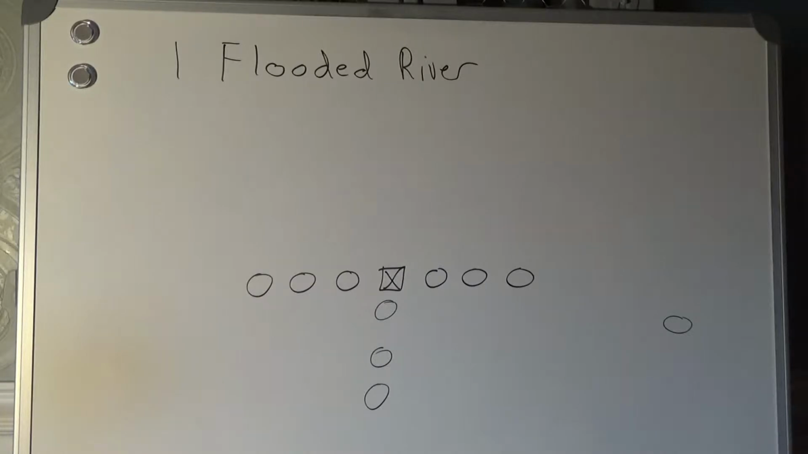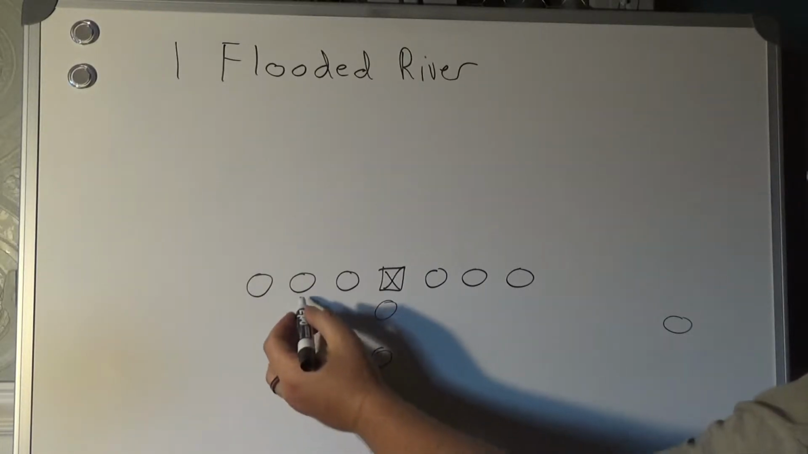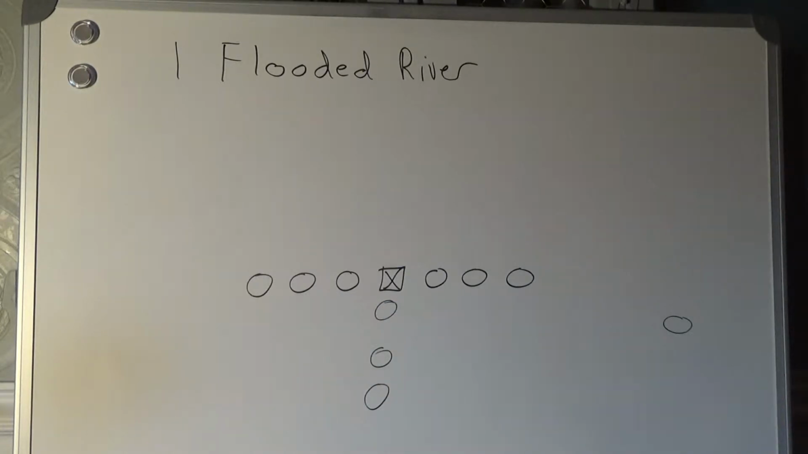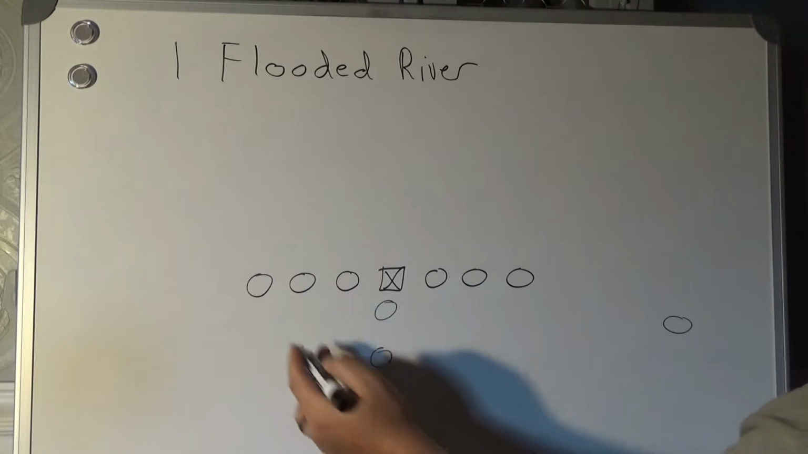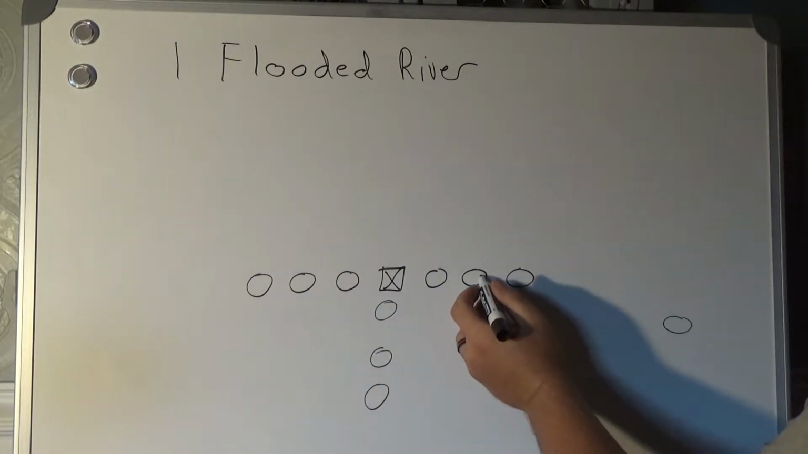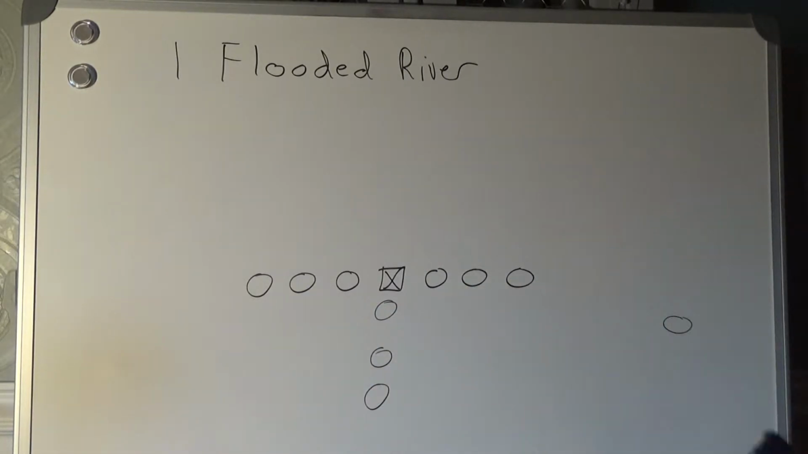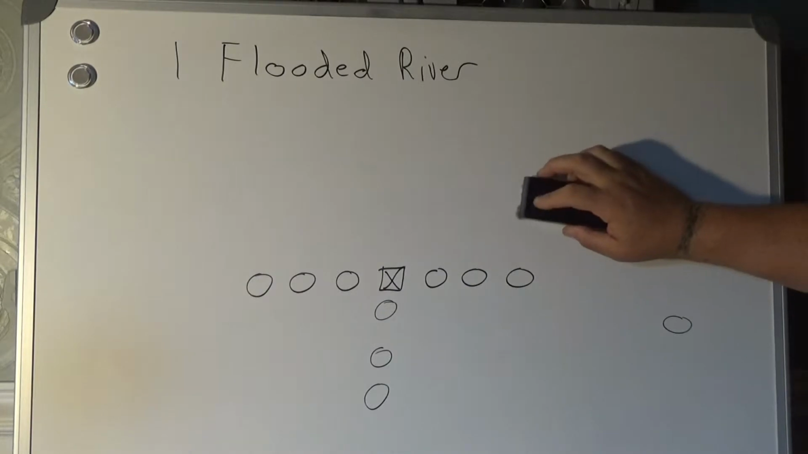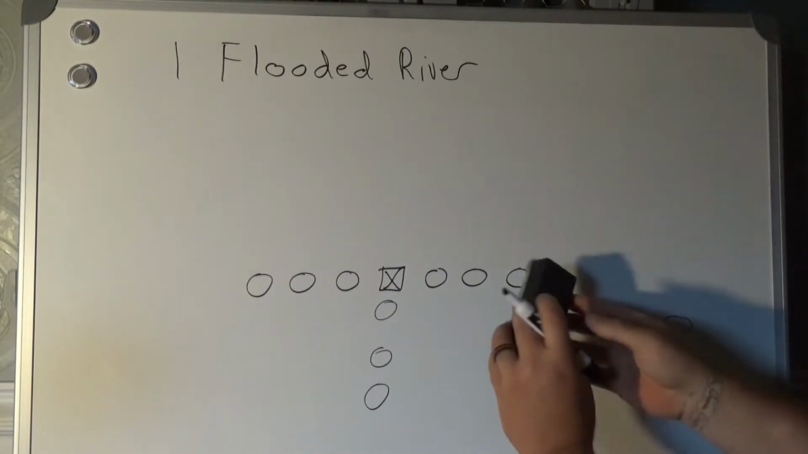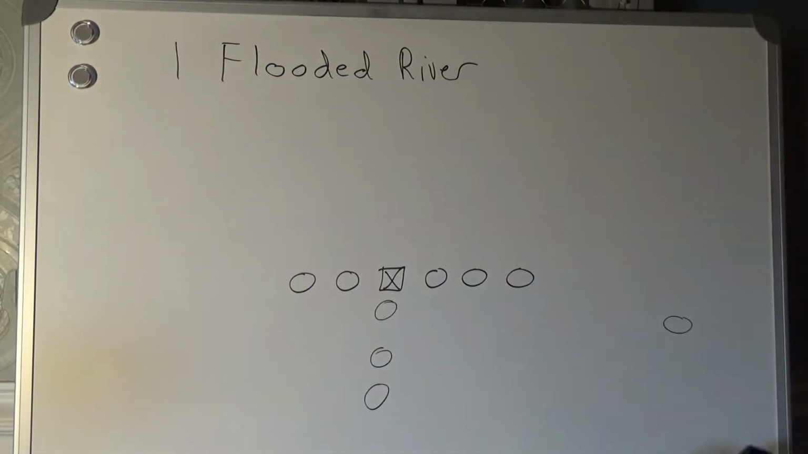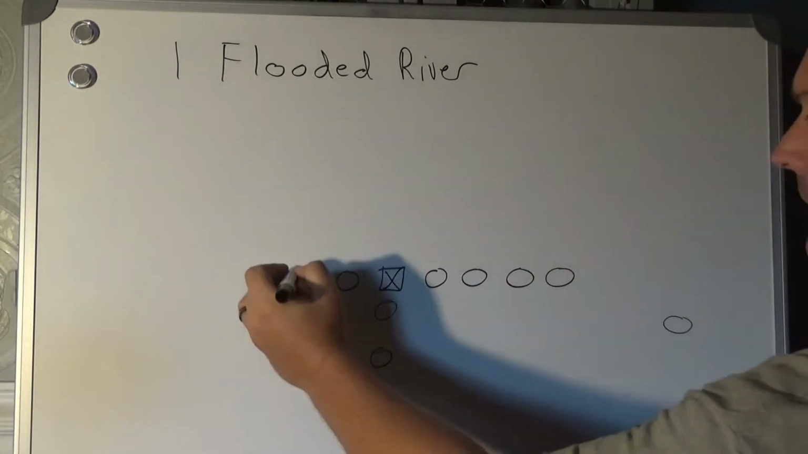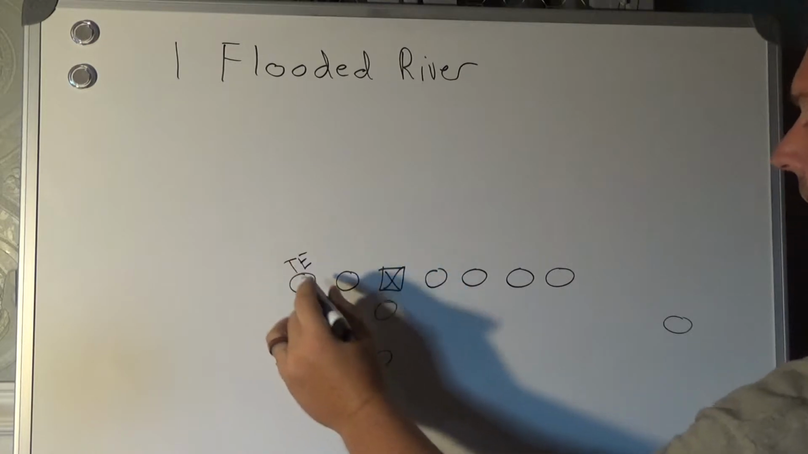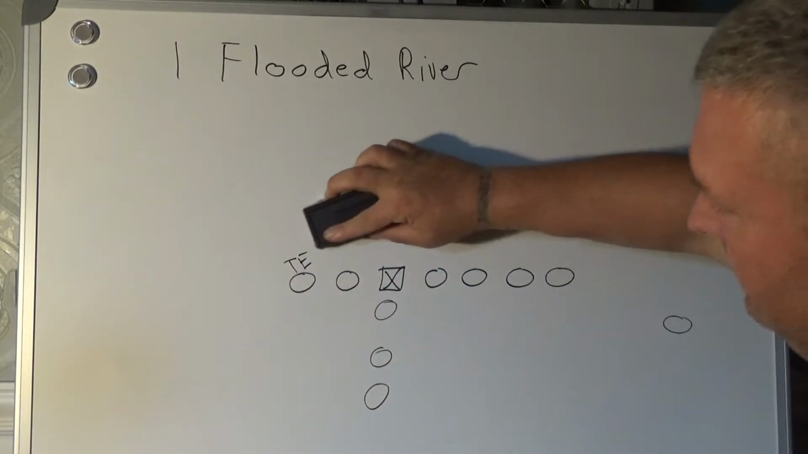In a situation where we're in flooded river, this backside tackle is actually going to leave this side and line up between the play side tackle, or the right tackle, and the right defensive end. Or the right tight end, I'm sorry. So now this is a tight end, or this would actually be X.